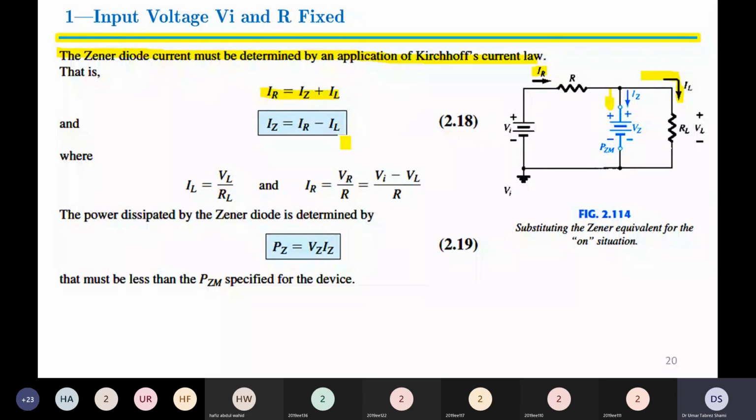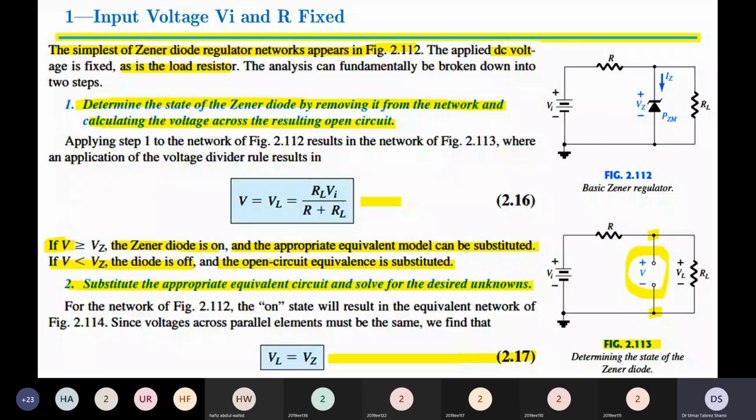And IL is very simple to find, since IL is equal to VL over RL, and IR is equal to (Vi minus VL) over R. Remember that VL in this case is given by equation 2.17, VL is equal to Vz.